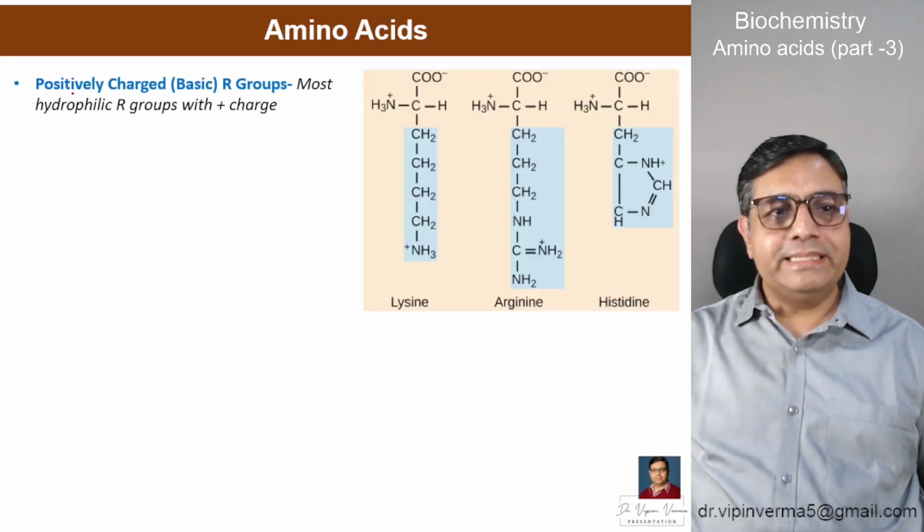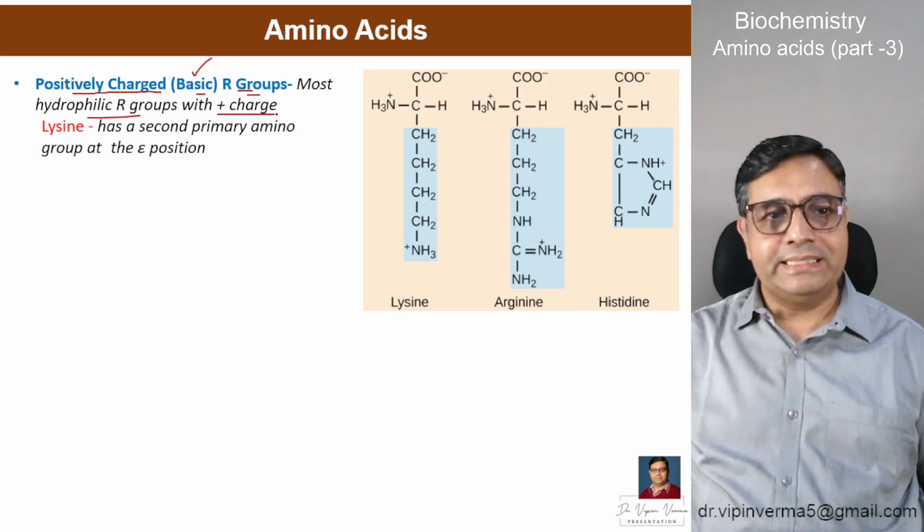The fourth category is the positively charged basic R groups. So basically they are basic. Why? Because they are positively charged groups, and they are the most hydrophilic R groups with the positive charge. Now in this category we have lysine, arginine and histidine.